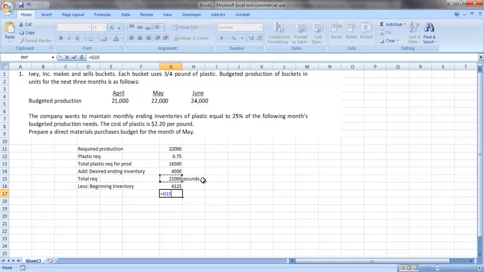If we take the difference between those two, that'll tell us our material purchases for the month of May. So that's 16,875 pounds of plastic.